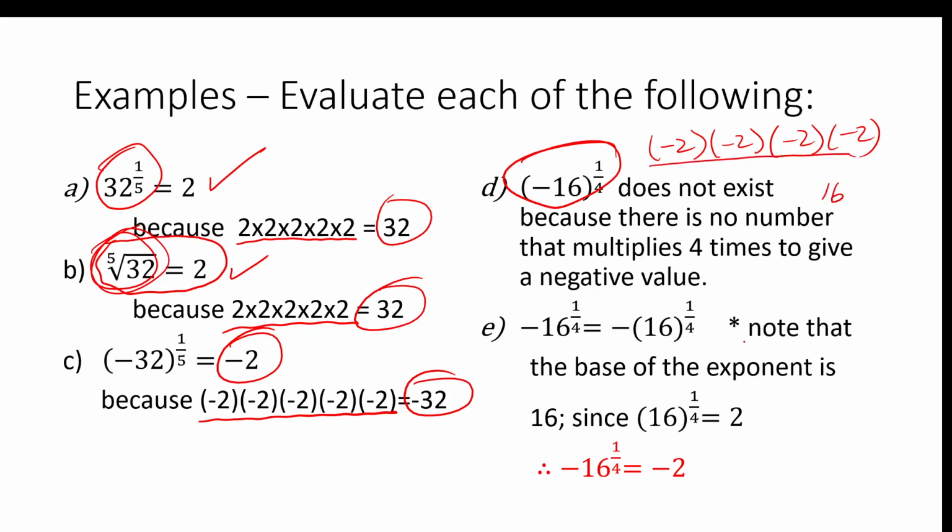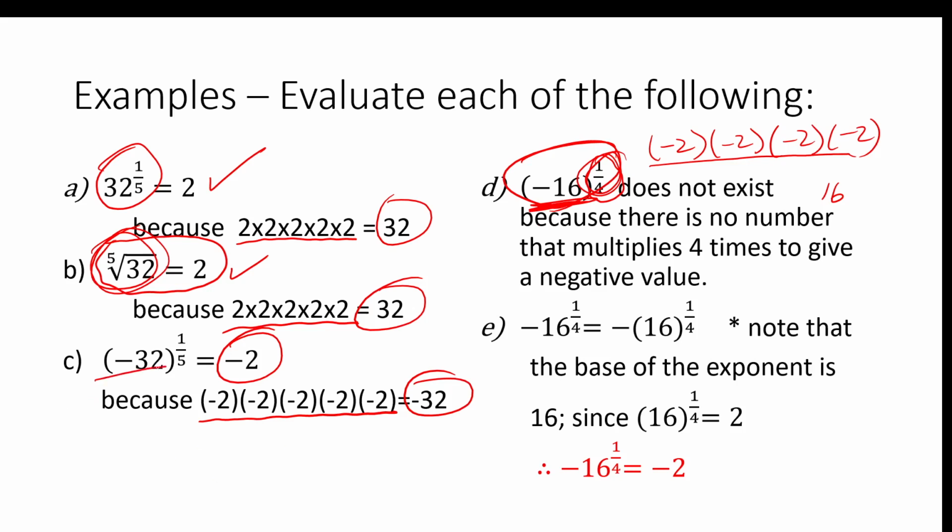So what you know is, if you have a negative base and you're finding a root, it can't be an even root. The root that you're finding can't be an even number. So right here we have 1/4. 4 is an even number, so we can't take the fourth root of a negative.